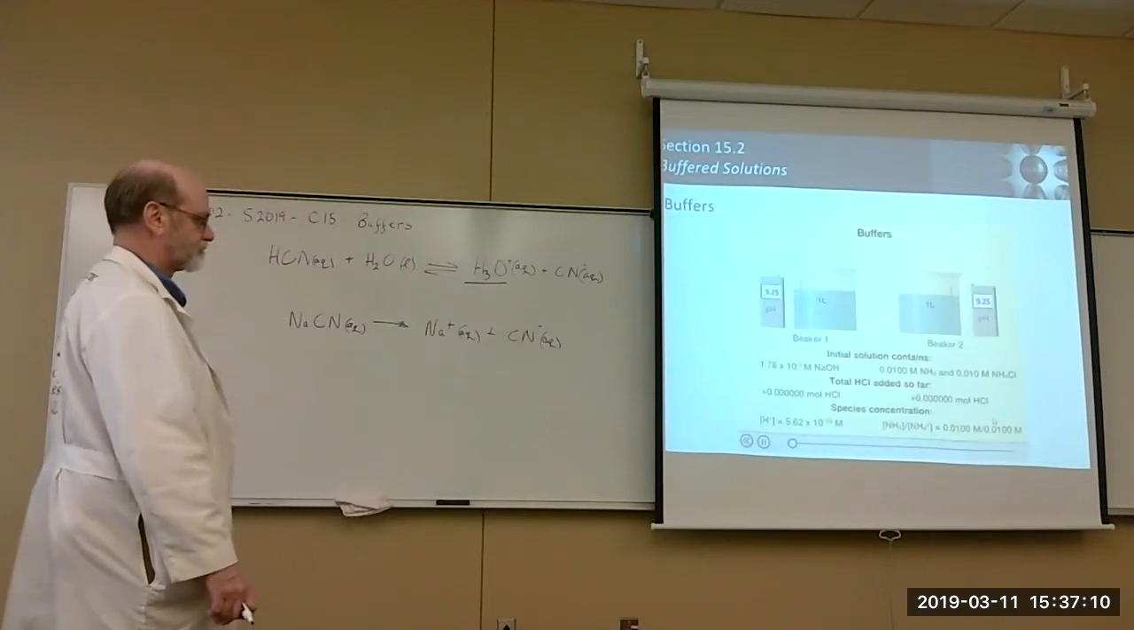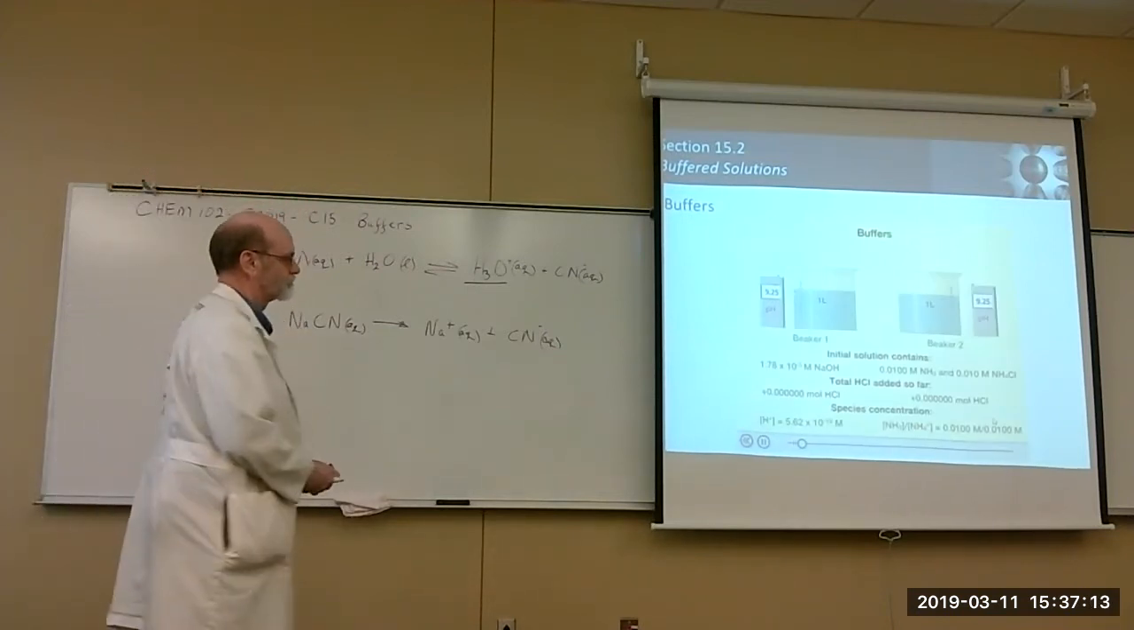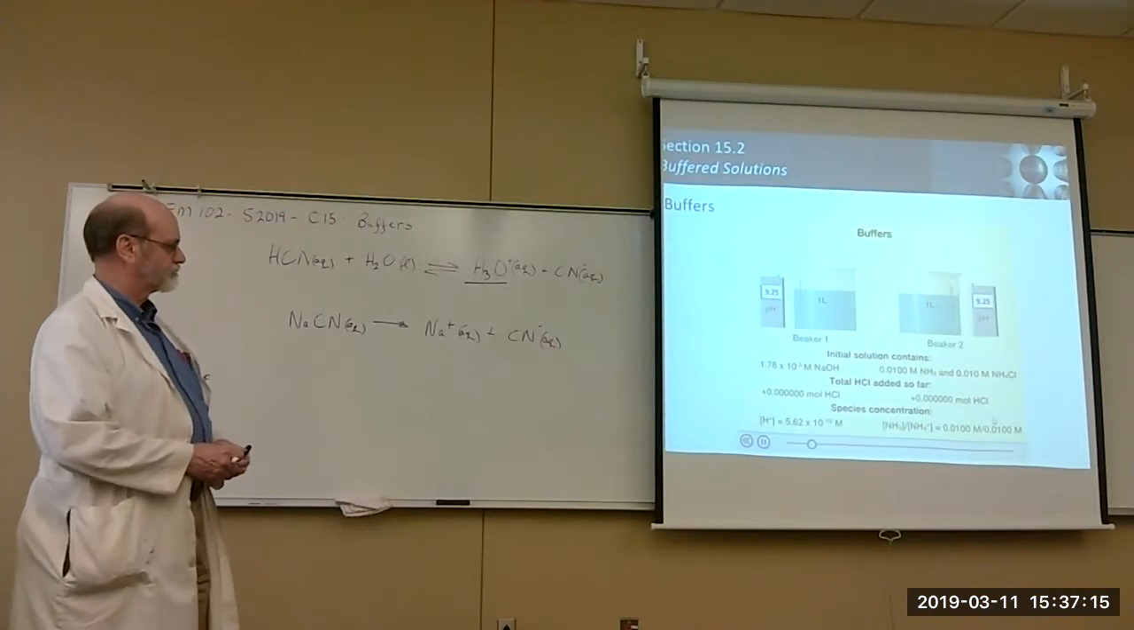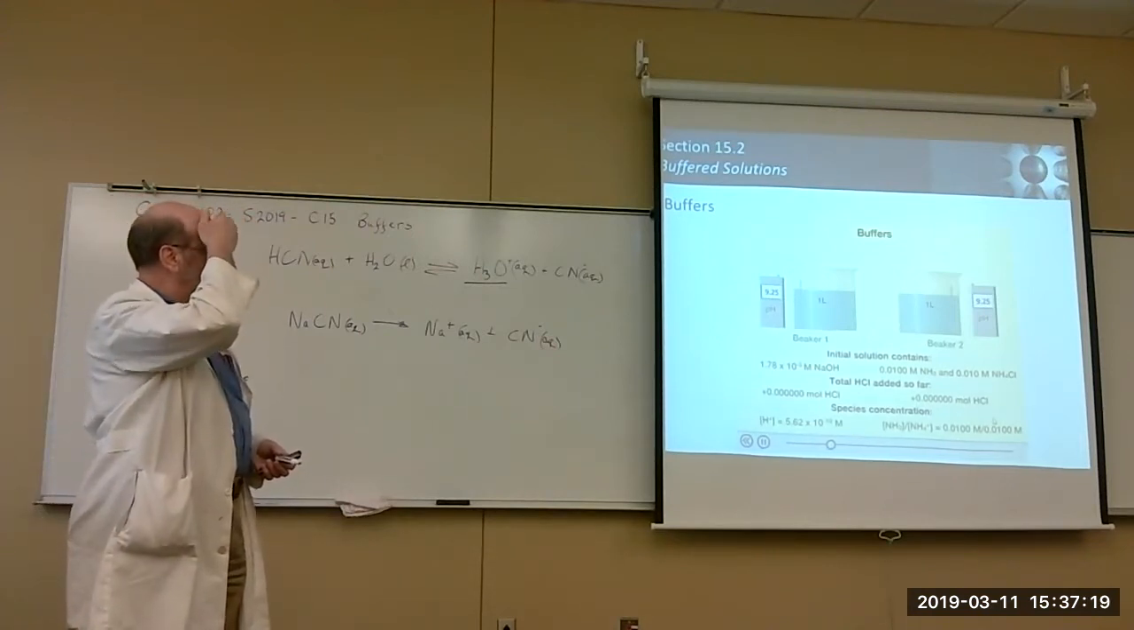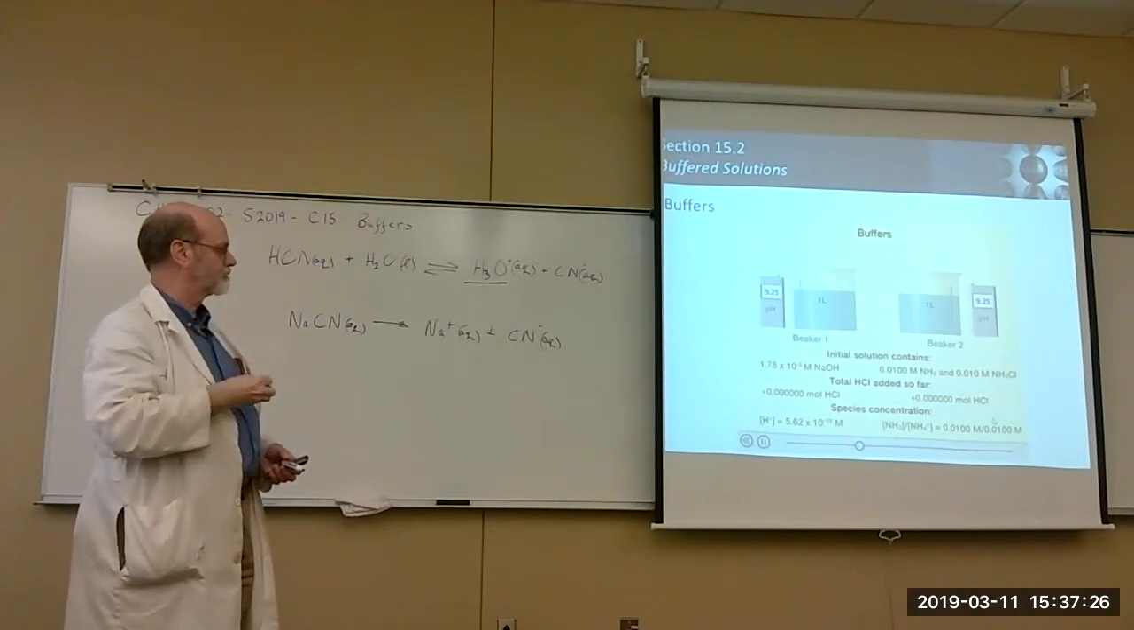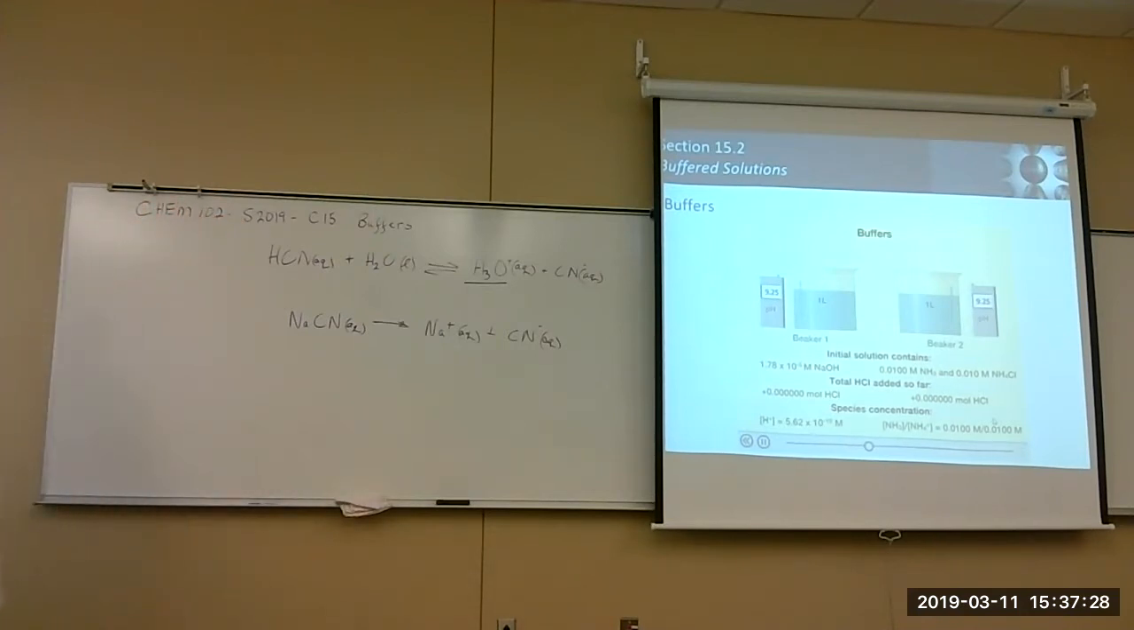A buffer solution, like the one on the right, resists changes to pH upon addition of small amounts of acid or base. Each solution here starts at pH 9.25. The solution on the left is not a buffer solution. Click the button to add the strong acid HCl.